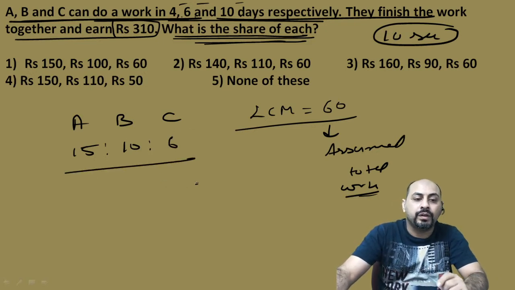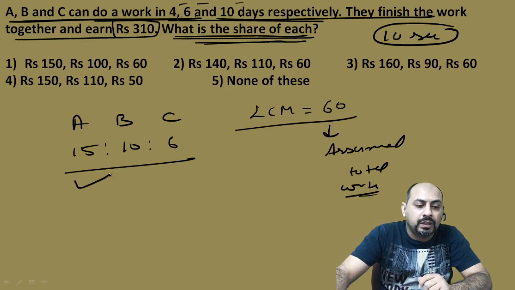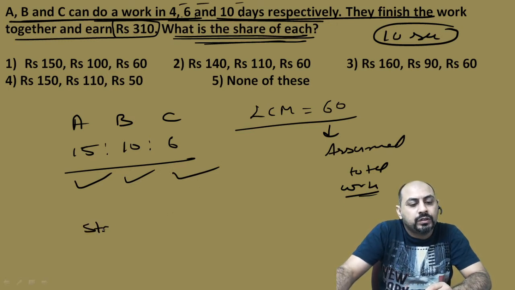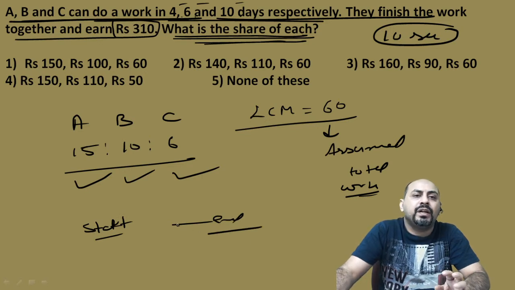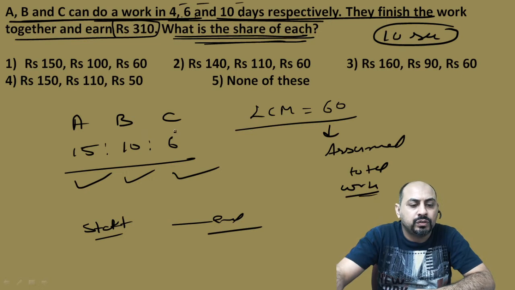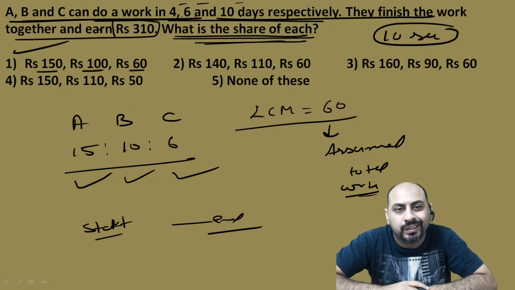So the ratio in which they will be getting their monies is 15, 10, and 6. Why? Because from the very start till the end, everybody would have been working, as I've explained in the beginning of the session. So 15 ratio 10 ratio 6. You can clearly click the answer like this.